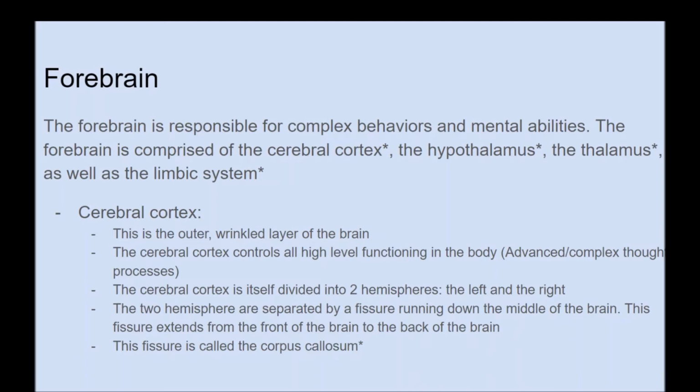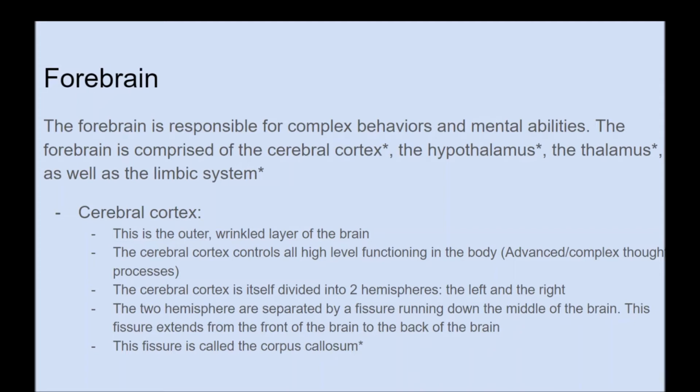And the cerebral cortex is itself divided into two hemispheres, the left and the right. The two hemispheres are separated by a fissure running down the middle of the brain. This fissure extends from the front of the brain to the back of the brain, and it's called the corpus callosum. So again, you're going to need to know all the brain structures I talk about.